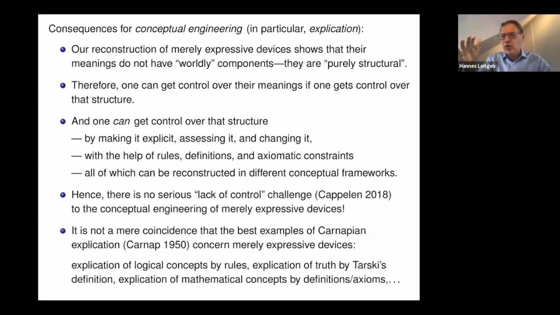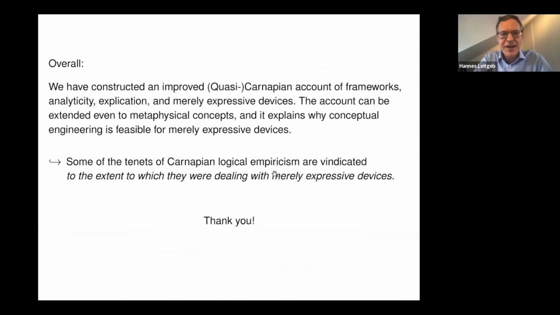And in each case, you can reconstruct what you get in the way that I've reconstructed, for example, being a bachelor in my second example, okay? Or the accessibility relation that I've added, which satisfies some structural constraints in the third example, okay? So overall, I hope I've shown that I've constructed a sort of improved quasi-Carnapian account of frameworks, analyticity, explication, and merely expressive devices. Surprisingly, the account can even be extended to metaphysical concepts.